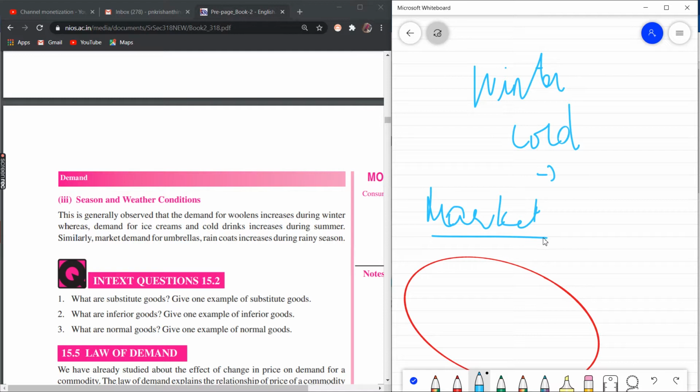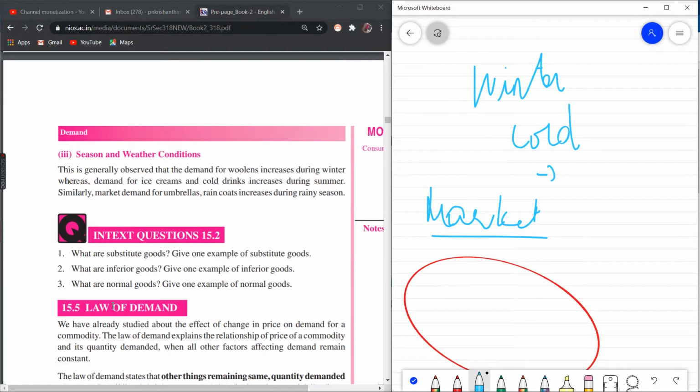In that case, we have to look at the majority of people. Normally it is considered that in the winter season, people will consume less of cold products. On the opposite side, there will be an increase in demand for cool drinks in the summer season.